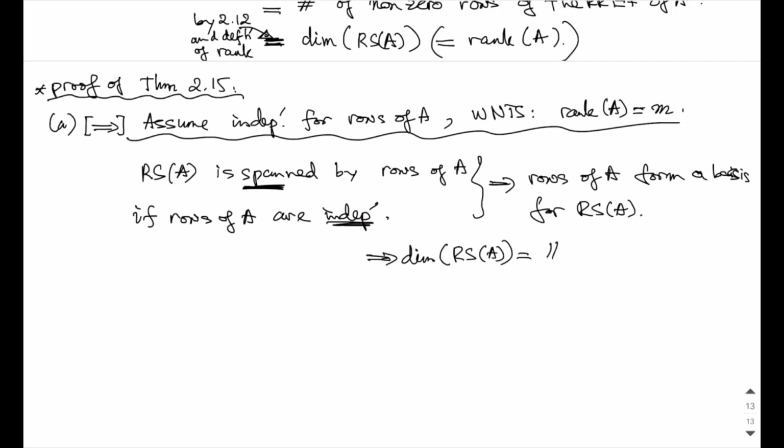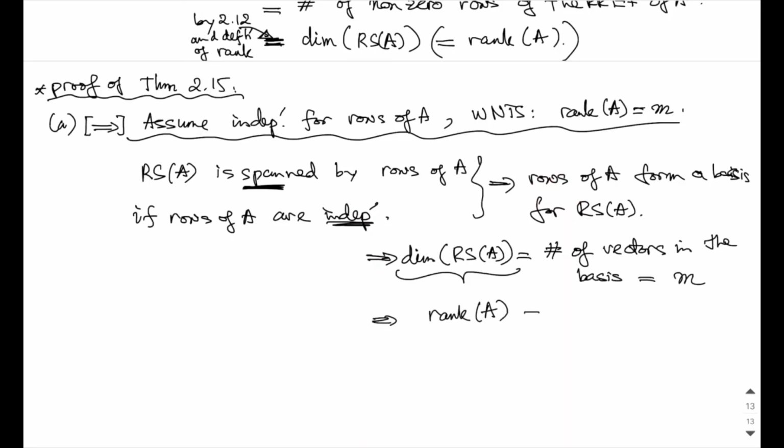It's going to be the number of vectors in the basis. What is the basis here? It's the rows of A. How many rows does A have? M rows. So the number of vectors is going to be M. And because the dimension of the row space of A is just another way to write the rank of A, the rank of A is M.